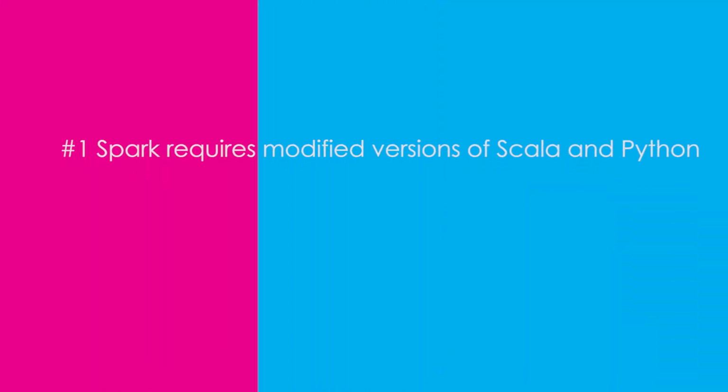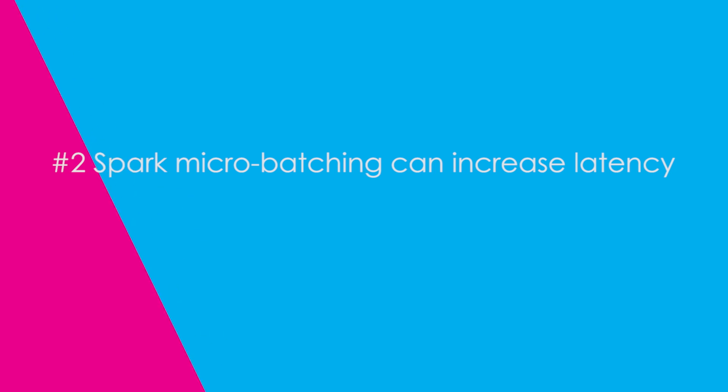The first myth is that Spark requires modified versions of Scala and Python. However, the default versions you would download from the respective sites provide ample support for Apache Spark, so no need for excessive frameworks. The second is that Spark microbatching can increase latency. Now that's just not true.